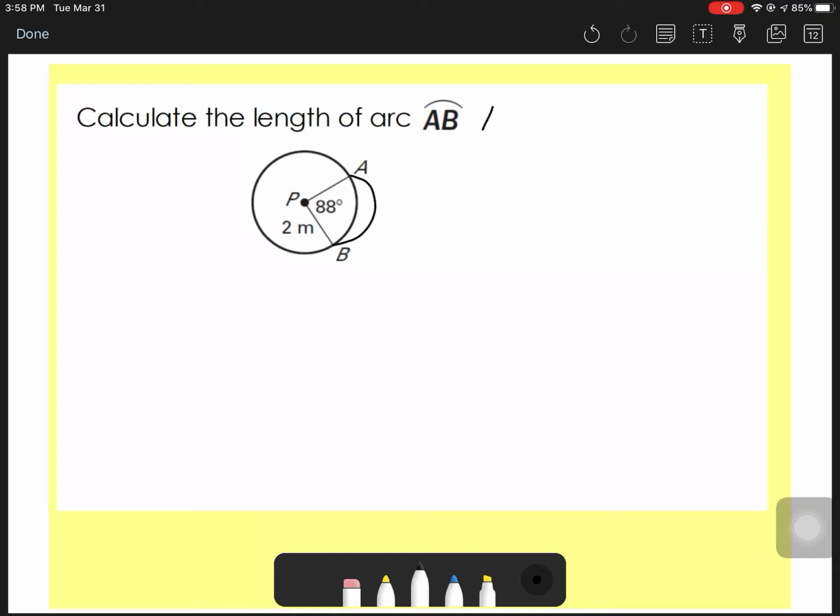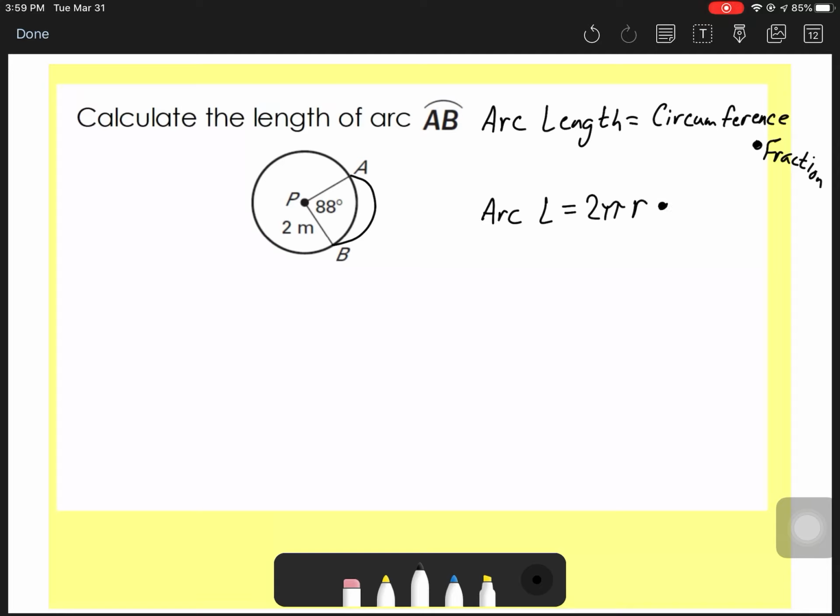And the way that we find that is using the arc length formula. Arc length is equal to the circumference times the fraction. And in this case, I'm just going to use arc capital L equals, remember for circumference we use 2 pi r, and the fraction is going to be, I'm going to use theta again, over 360. Theta is just that angle.